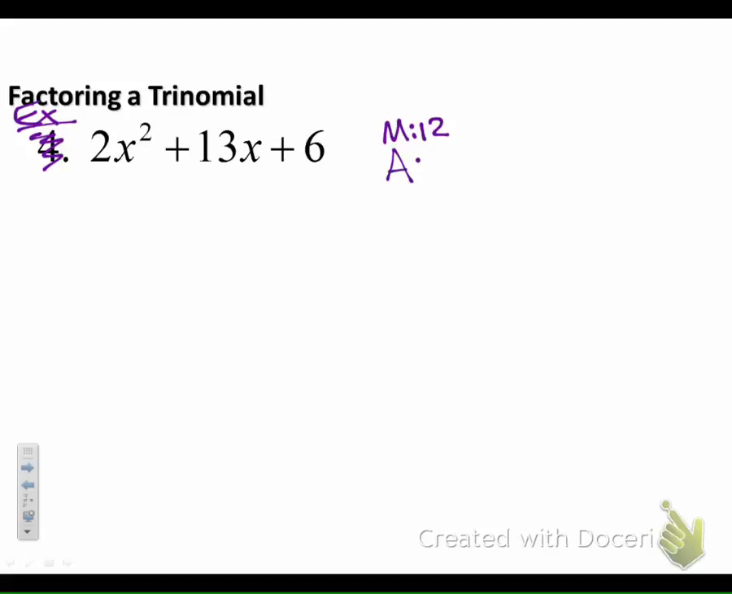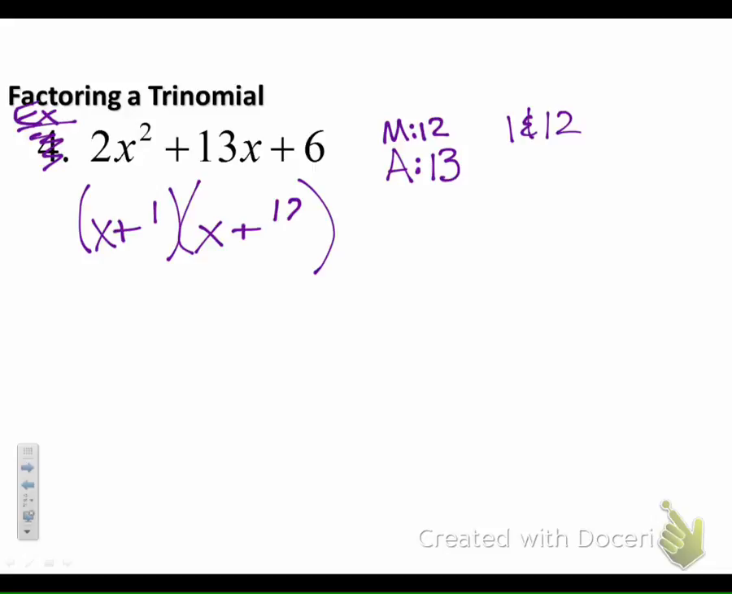And then what adds? What adds to give you 13? Because that's your middle coefficient. I'm going to use those when writing my binomials. Since the variable is x, I'm going to make sure I have x in the first spots. I'm going to put plus 1 and plus 12 in parentheses. But then I'm going to make sure I divide by the leading coefficient, and the leading coefficient was 2.